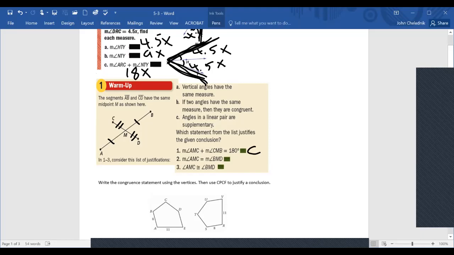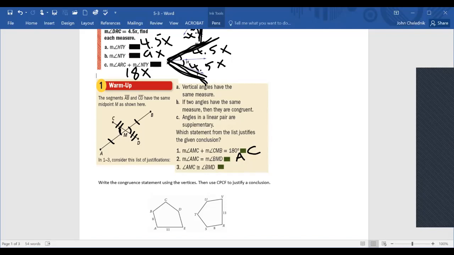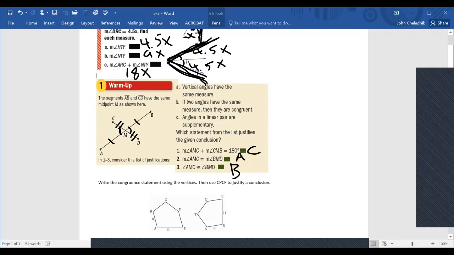Whatever. Measure of angle AMC equals measure of angle BMD. Oh, okay. AMC is this angle. BMD is this angle. Those are vertical angles. So that would be letter A. Okay, then number three, it says angle AMC is congruent to BMD. If two angles have the same measure, then they're congruent. I guess that would be B. Interesting. Okay.